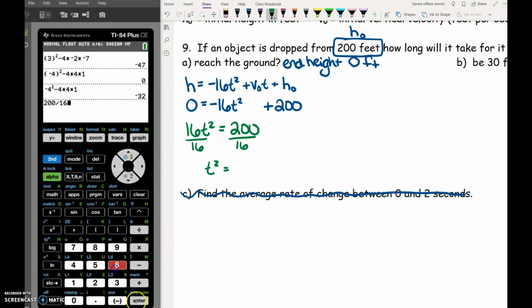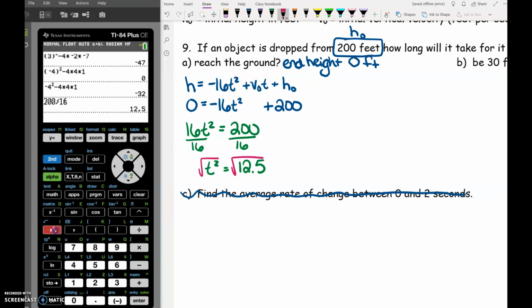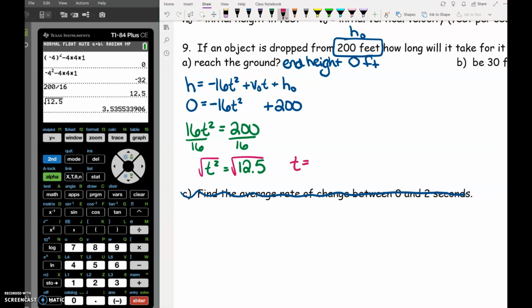200 divided by 16. 12.5. And then how do we get rid of the square? Because this is a real world problem, you can type in the square root of 12.5 into your calculator. The nice thing is, because we're doing real world, we don't have to simplify any radicals, we just type it in. Now your assignment is going to ask you for rounded to the nearest hundredth.